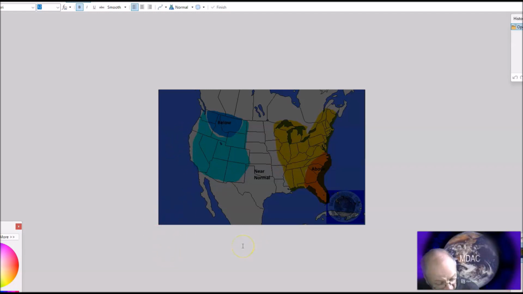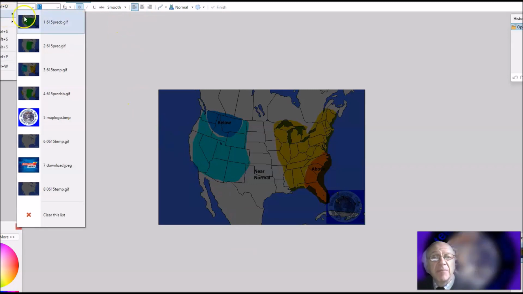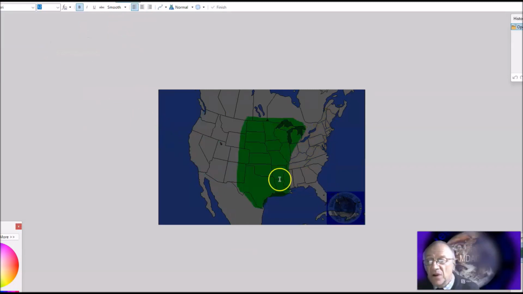Take a look at the period now for precipitation. Gotta get the precipitation map up. Calling for above normal precipitation here. Is this the right one? Yes. Above normal precipitation forecast here. Probability of occurrence near 40%.